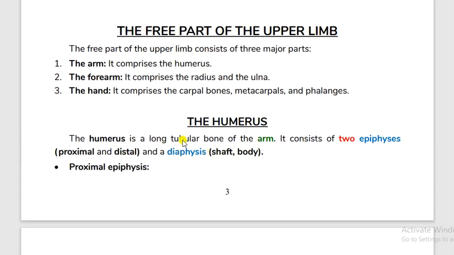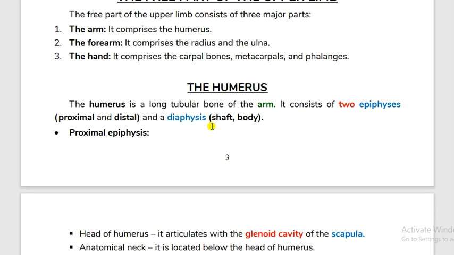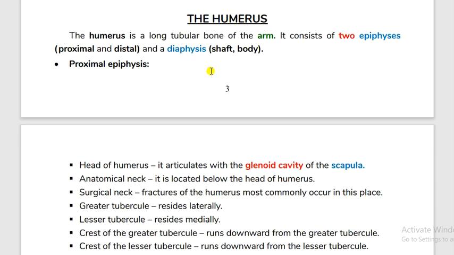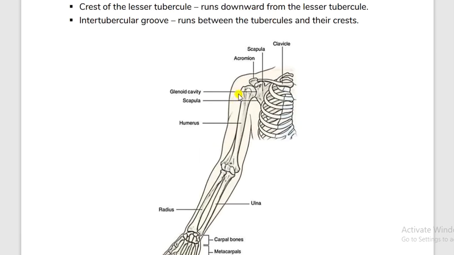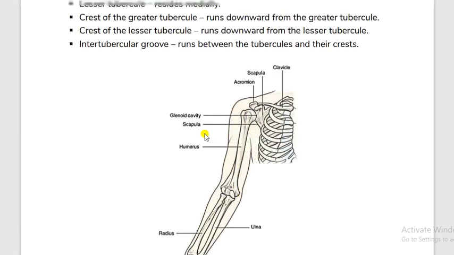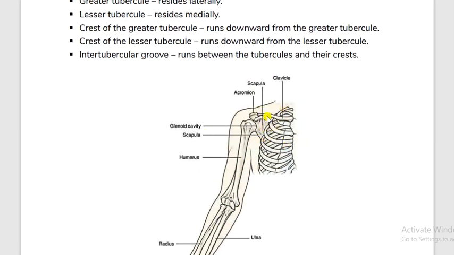Now, talking about the humerus, it is a long tubular bone of the arm. The humerus is tubular, as you can see. All these bones are tubular. The humerus is a tubular bone because it resembles a tube. Radius and ulna are also tubular bones. The scapula is a flat bone. The clavicle is also a flat bone.